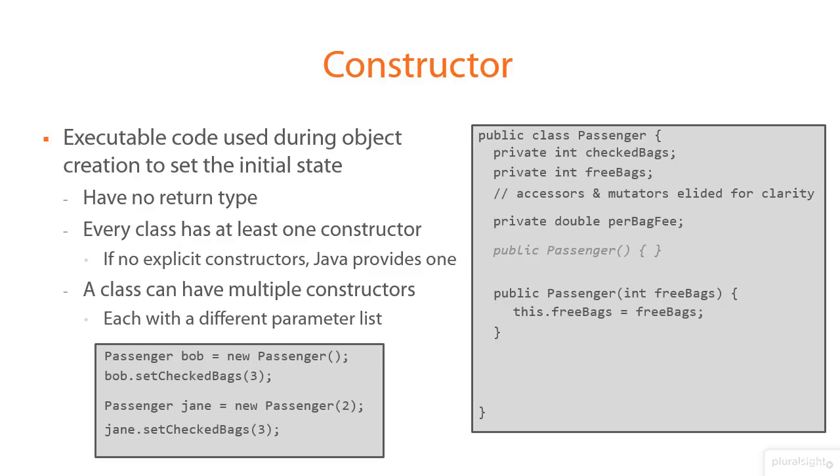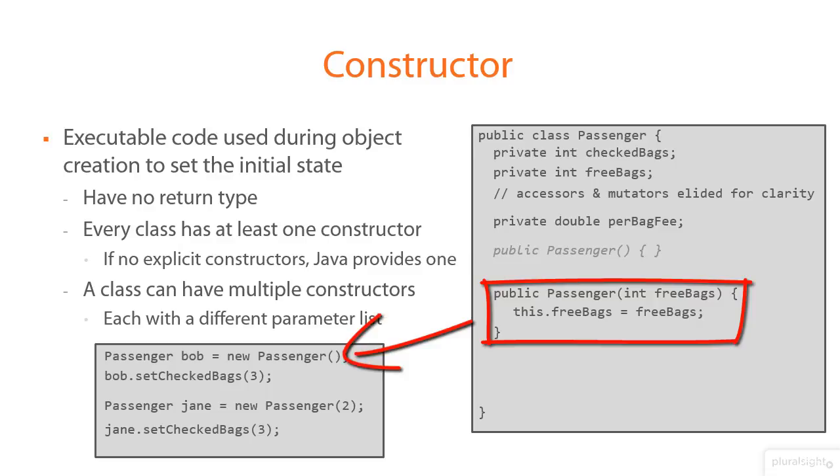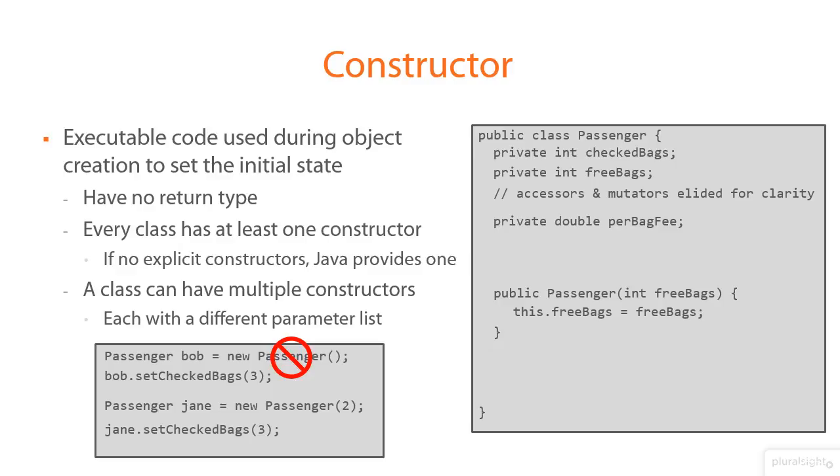The thing is that once we introduce this new constructor that accepts the integer free bags, the line above there where we could create Bob as a passenger would no longer compile. Because what happens is that once you write any constructors, you're now responsible for all the constructors. So that constructor that was created by Java is no longer there. The point there is that Java doesn't assume that your class needs a constructor with no arguments. Once you write any constructors, you're now responsible for all the constructors.